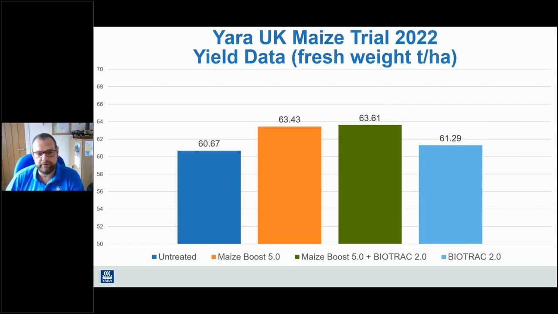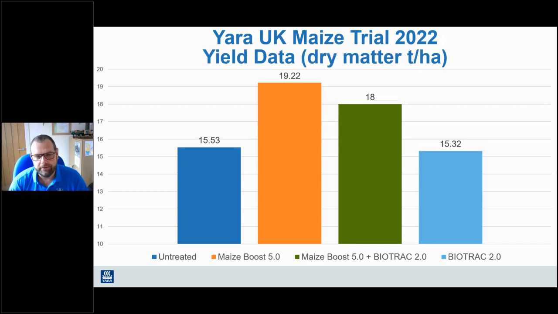We repeated similar trials this year, yields much higher, but again, you can see there untreated in the dark blue. We've then got the foliar phosphate, the crop boost, giving around 3 ton a hectare, and the combination of the biotrack and the crop boost in this trial was not as significant as the previous year, but still there was a very marginal increase. It's not really had an impact. What's had the big impact last year was that crop boost.